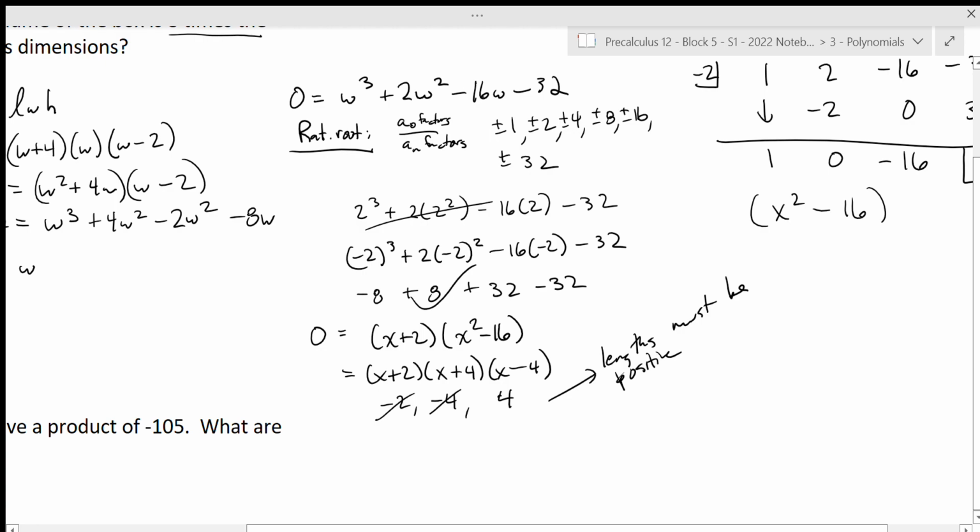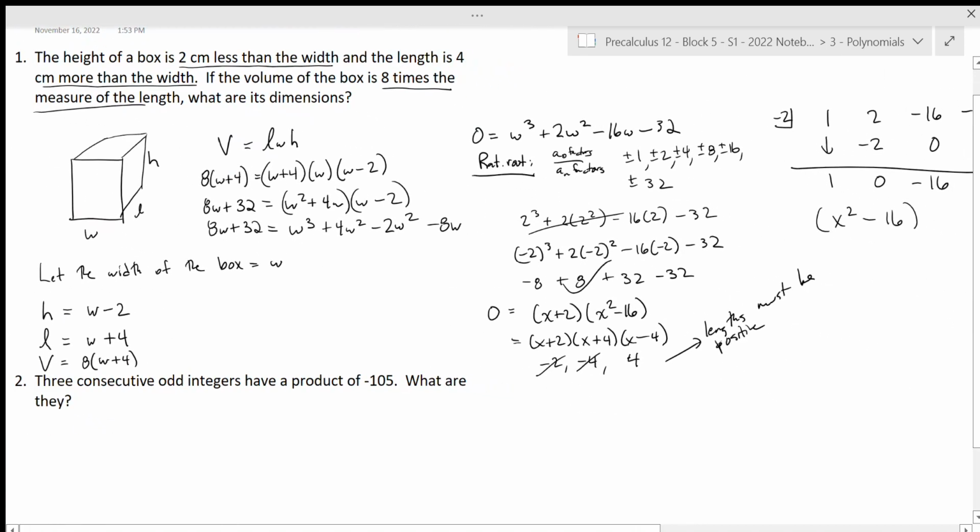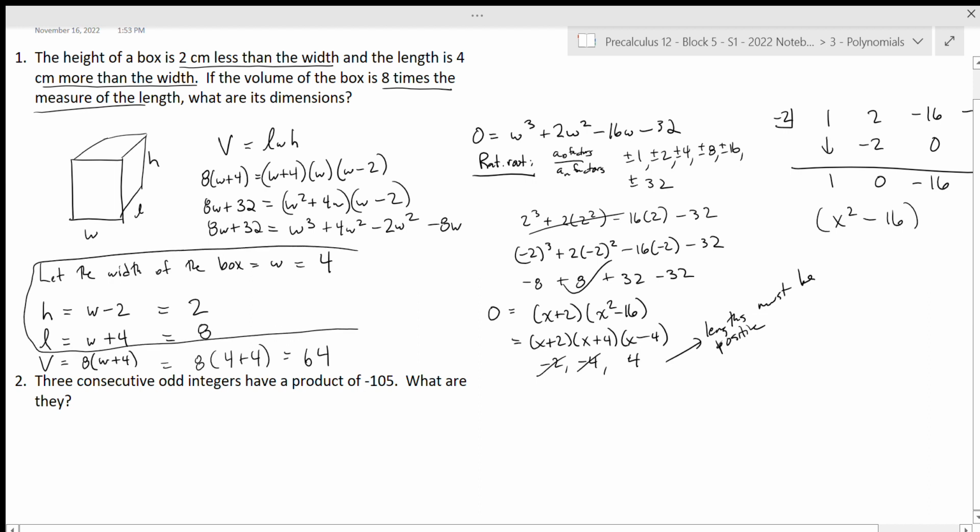So now we're going to go back and see if we actually get reasonable answers that fit our description. So our width is going to be 4, our height is going to be 2, and our length is going to be 4 plus 4, which is 8. And if it says our volume should be 8 times the length, our volume, just to check, is 8 times 4 plus 4, which is going to equal 64, which is in fact 8 times the length. So these are the dimensions, and this here is our final answer.